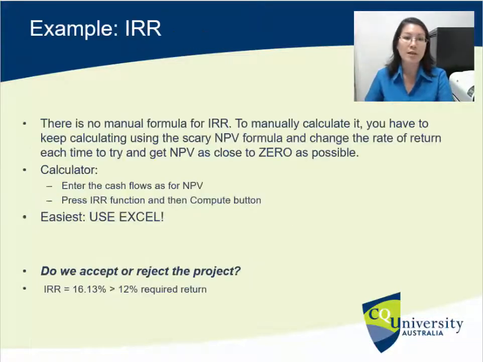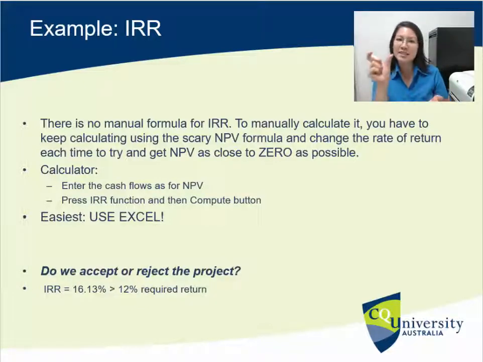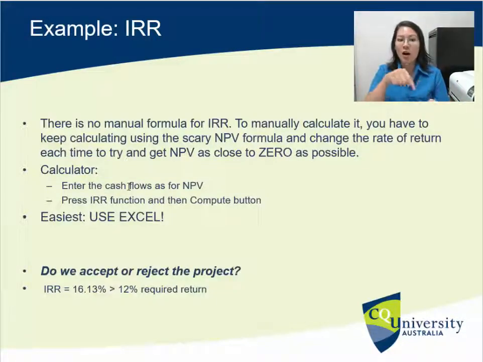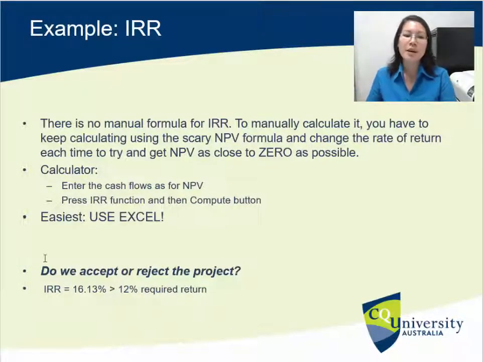So having a look at a quick example, we can't actually calculate it because there's no manual formula. Well, there is a manual formula: it's the net present value formula. But to manually calculate it, you have to use that formula and keep changing the discount rate to try and get net present value as close to zero as possible. So it's a trial and error method. Using the calculator, usually there's a function that says IRR. You're usually able to either press that function first, then enter your cash flows and compute, or enter your cash flows, press the IRR button and then compute. Something similar to that. But the easiest is to use Excel, and that's what we're going to go through today for your assessments.